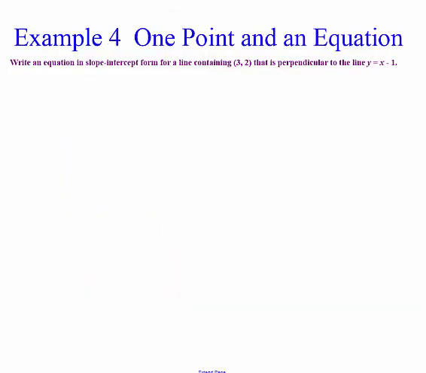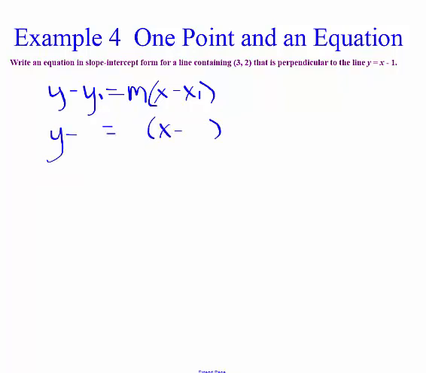Example 4, one point and an equation. Write an equation in slope-intercept form for a line containing the coordinate (3, 2) that is perpendicular to the line y equals x minus 1. So I'm going to have to first plug this into point-slope and then reduce it down to get it to look like the slope-intercept form. So my point-slope form is y minus y1 equals m times the quantity x minus x1. So the things I'm going to be filling in are my m, which is my slope, my x1, and my y1, which is the coordinates of the point that is given.